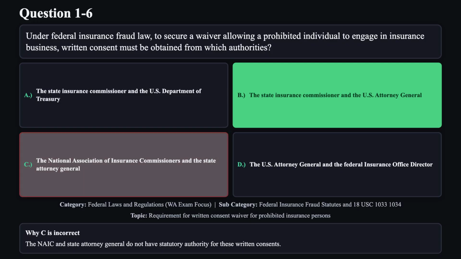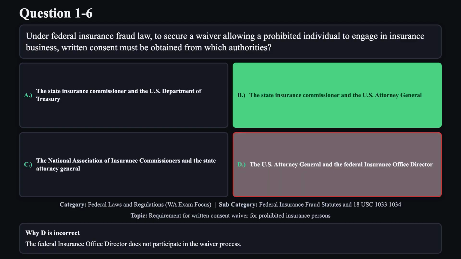Reason C is not correct. The NAIC and State Attorney General do not have statutory authority for these written consents. Reason D is not correct. The Federal Insurance Office Director does not participate in the waiver process.